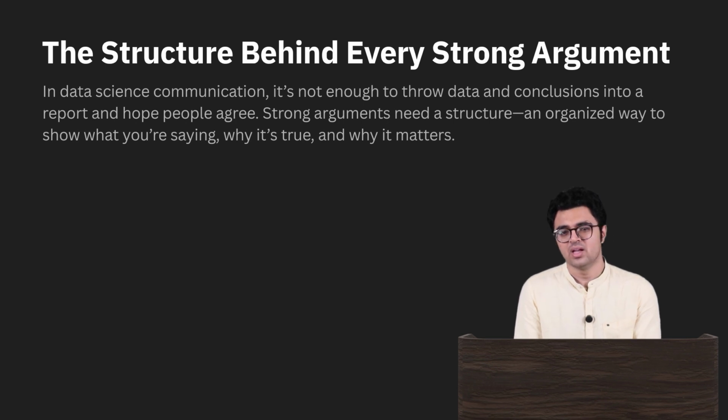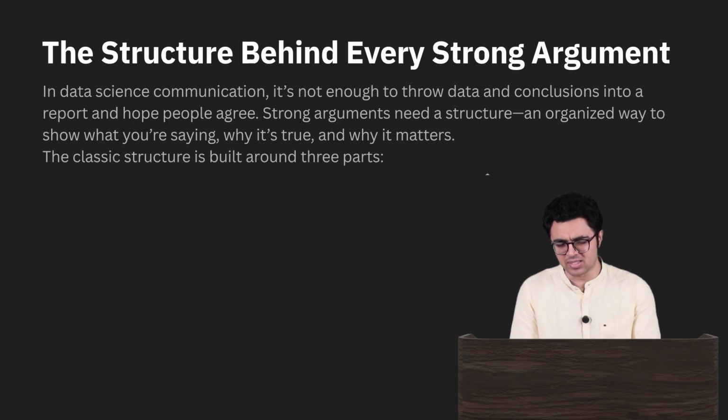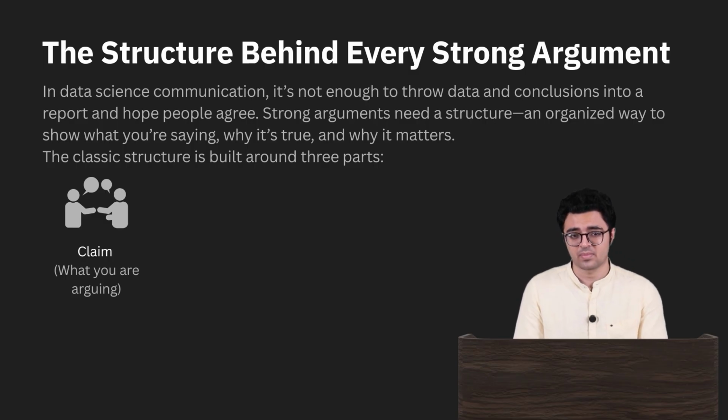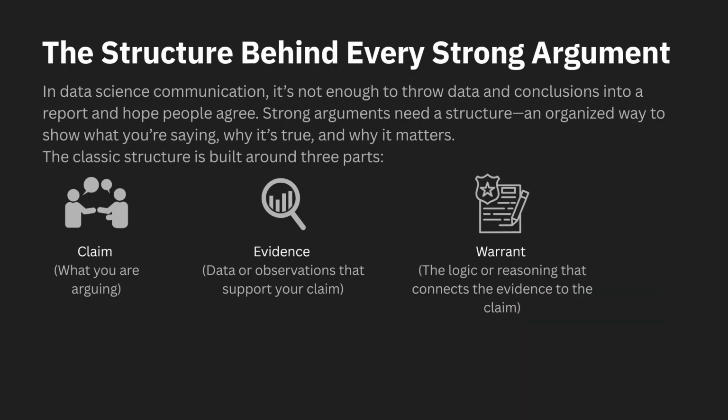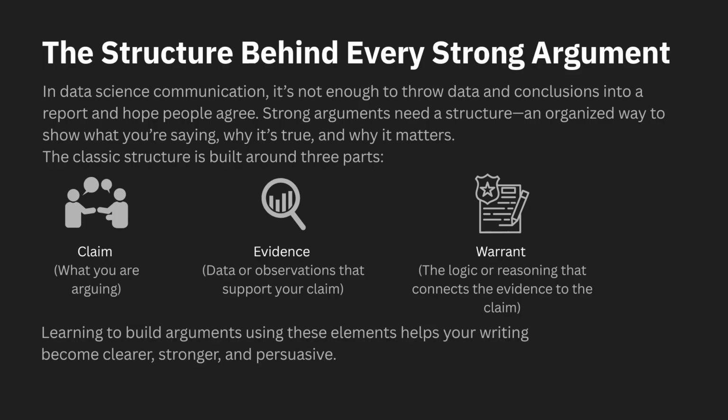In data science communication, it is not enough to throw data and conclusion into a report and hope that people agree. Strong arguments need a structure, an organized way to show what you are saying, why it is true, and why it matters. The classic structure is built around these three parts: claim, as in what you are arguing; evidence, as in the data or the observations that support your claim; and the warrant, as in the logic or reasoning that connects the evidence to the claim. If you remember, in the last lecture, we looked at these three as the first three components of building the strong argument. So learning to build arguments using these elements helps your writing become clearer, stronger, and persuasive.